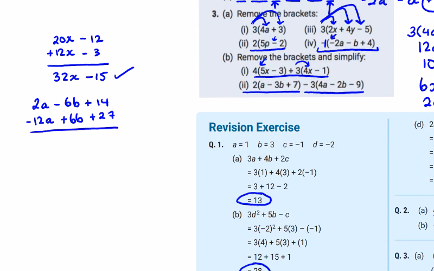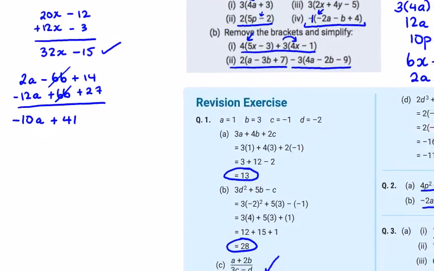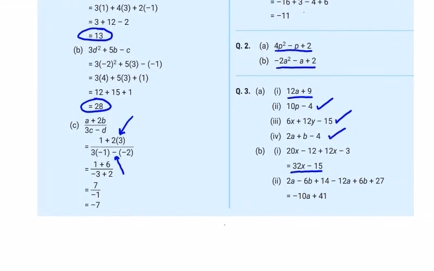And 2 minus 12 is minus 10, so minus 10a. The 6b's cancel, so I would just put a line through them. We don't have to write plus 0b or anything like that. And then we just get plus 14 and 27 is 41. We just check 3b part 2: minus 10a plus 41. Minus 10a plus 41.